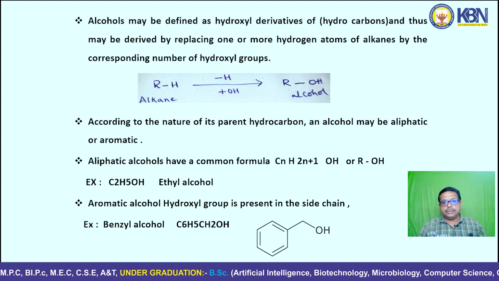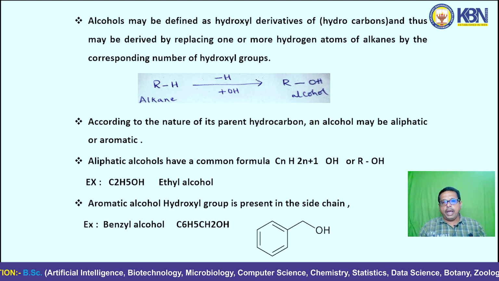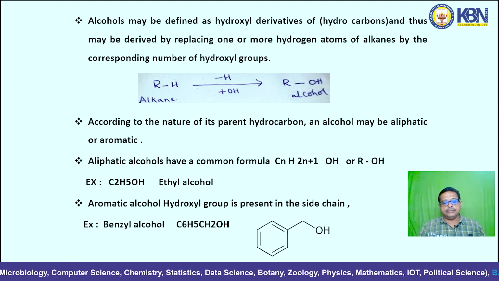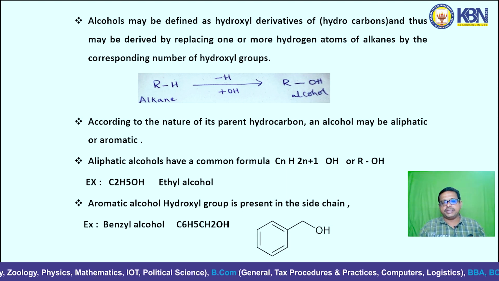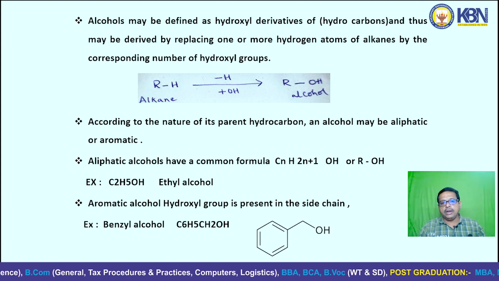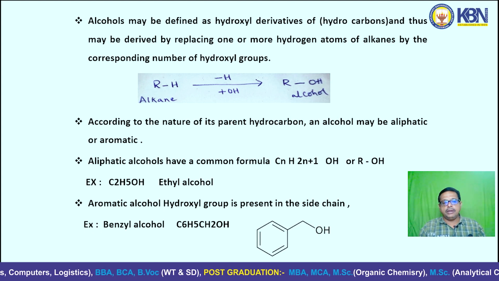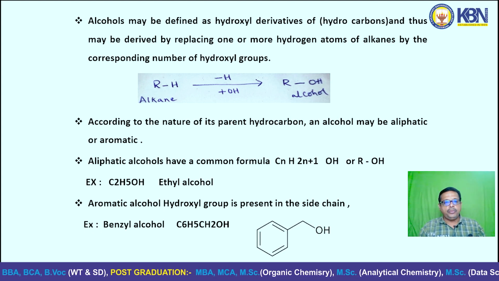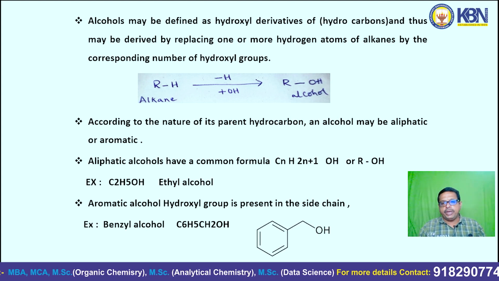Another point is, according to the nature of parent hydrocarbon, an alcohol may be aliphatic or aromatic. Aliphatic alcohols have the common formula CnH2n+2 OH or simply ROH, where R is an alkyl group. Say for example, C2H5OH. Here C2H5 is the alkyl group, OH is the alcoholic group. So it is said to be ethyl alcohol.